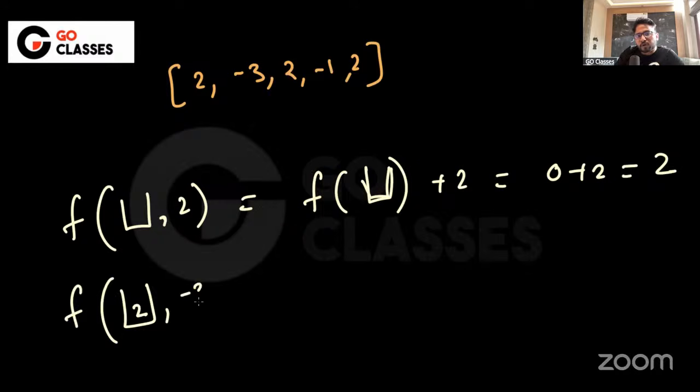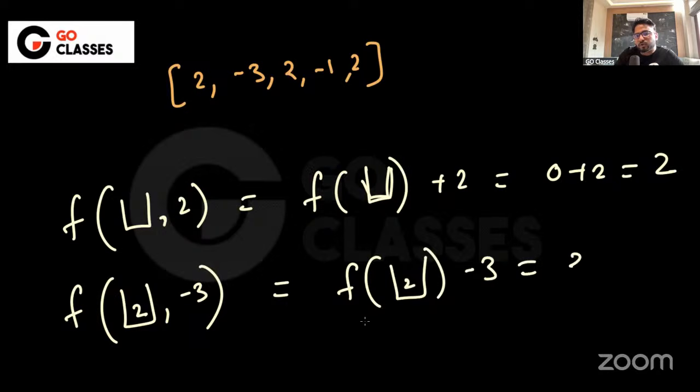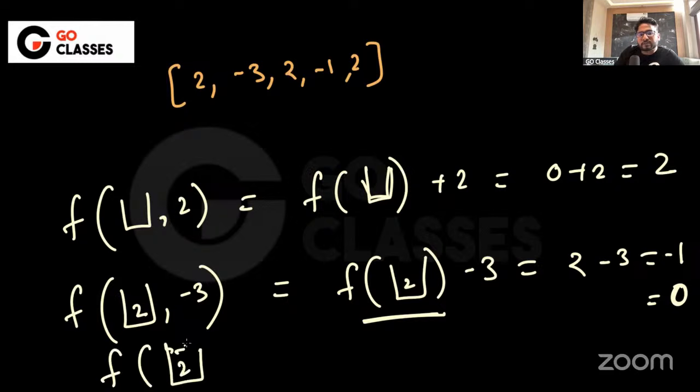So now you are going to push minus 3. So it is f of the earlier stack, minus 3. The earlier stack result is actually 2, so the result is 2 minus 3, which is minus 1. Minus 1 will get dropped down to 0. If it is negative, it will get dropped down to 0. So f of 2 minus 3 is actually 0, right?